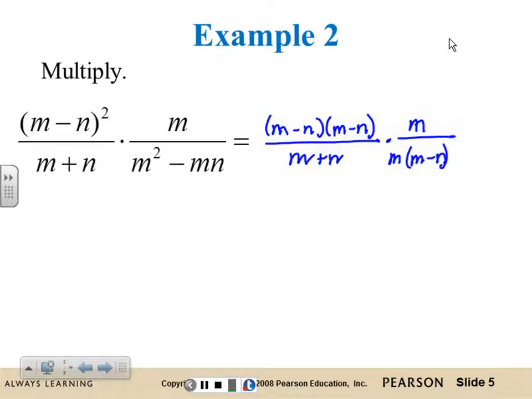So now let's see what I will reduce. Only one of the m minus n's will cancel this one m minus n, and then this m will cancel this m, and so I'm left with m minus n over m plus n.